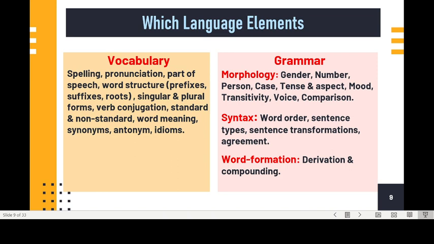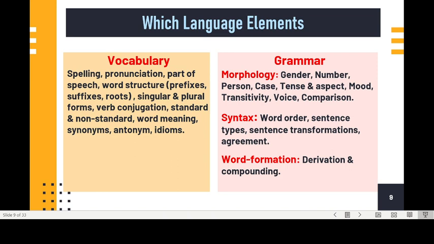Now, when we teach vocabulary, the vocabulary skills that the students need to acquire: spelling, they should be able to spell the words correctly, pronounce them correctly. They should be able to tell the part of speech of the words, the word structure, analyze the words into their components, prefixes, suffixes, roots. They should be able to give the singular, the plural forms, verb conjugation. Also, some vocabulary items are standard, some are non-standard. They should be able to know the word meaning, the synonyms, the antonyms, and also the meanings of idioms.